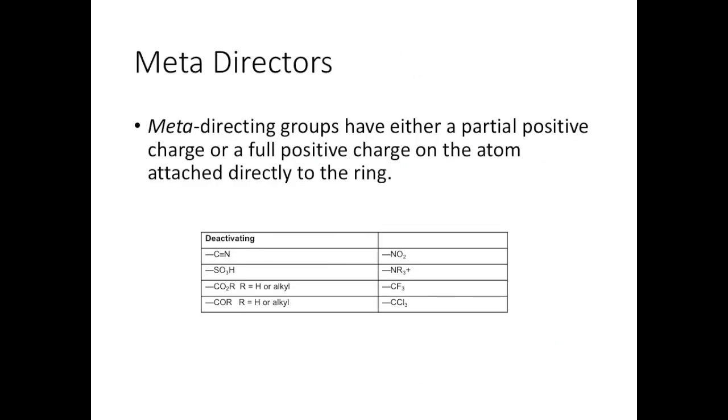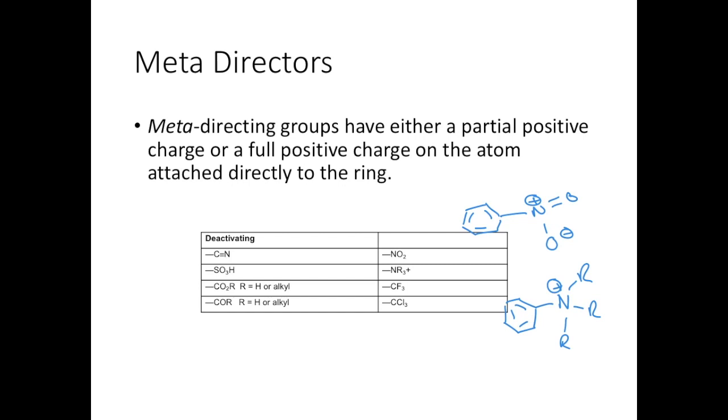In contrast to ortho-para directors, we also have meta directors. Meta directors either have a partial or full positive charge on the atom directly bonded to the ring. Here are some examples of meta directors. We've got the NO2 group, which if you draw it out, you will see that there's a positive charge on the nitrogen. The NR3 group, a nitrogen with 3 alkyl groups attached, would also have a positive charge. These would be attached to a benzene ring or some other aromatic ring.